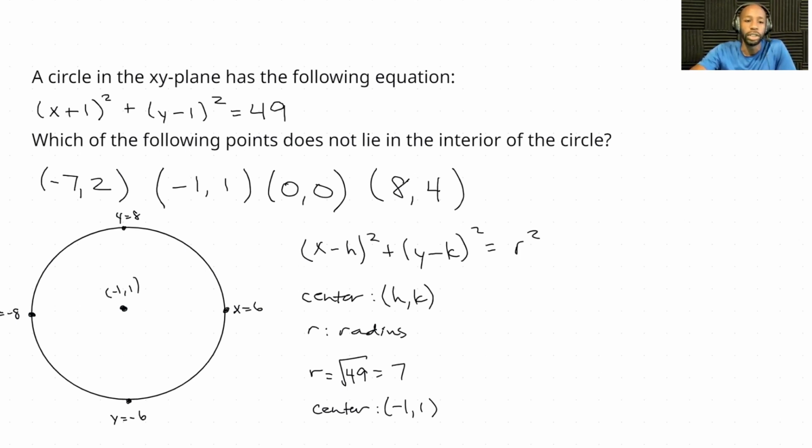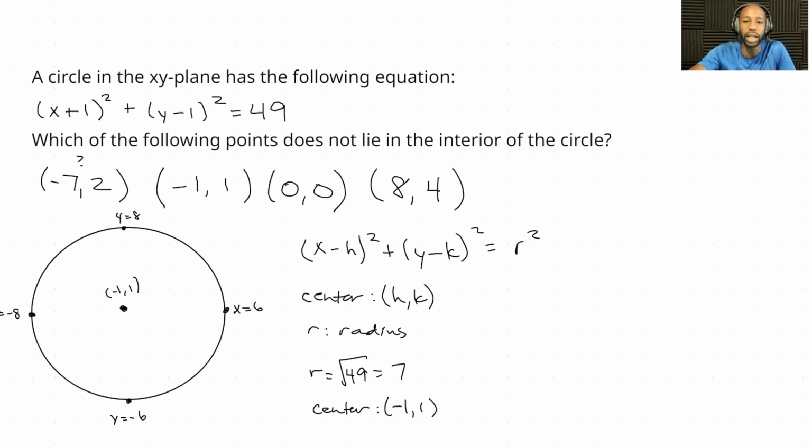All right. So negative 7, 2. So x equals negative 7 is somewhere over here. And since this is already at y equals 1, then we assume that y equals 2 is going to be locating this point somewhere here. So this may or may not be inside the circle. So I'm just going to put a question mark there.